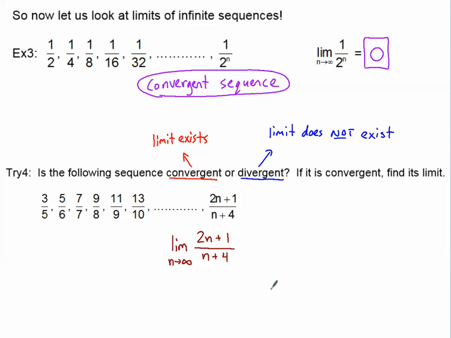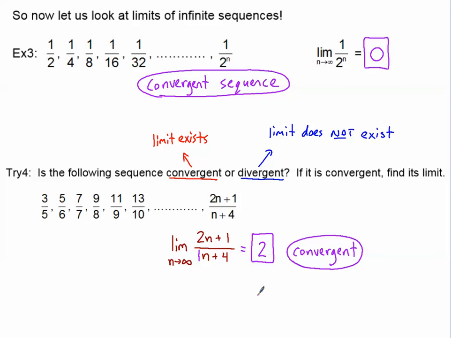So if you haven't gotten the answer here yet, whether it's convergent or divergent, let me get you started. Ultimately, we are looking for this limit, the limit as n approaches infinity of our rule that has been given. So I'm interested to know if that limit exists or does not exist. Pause and try some more.